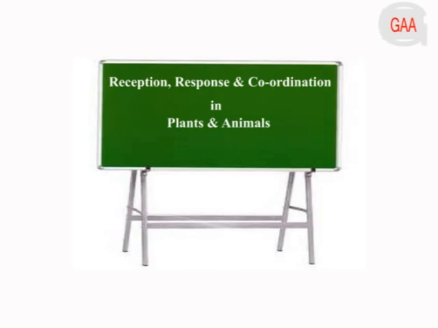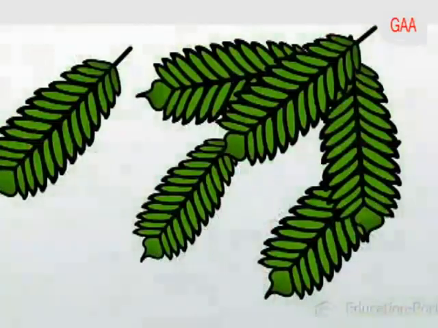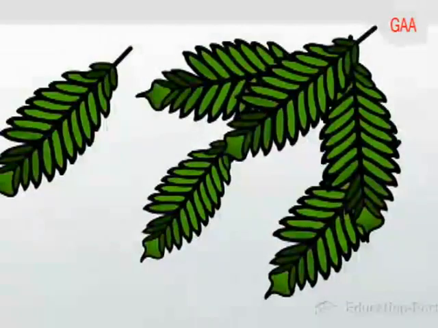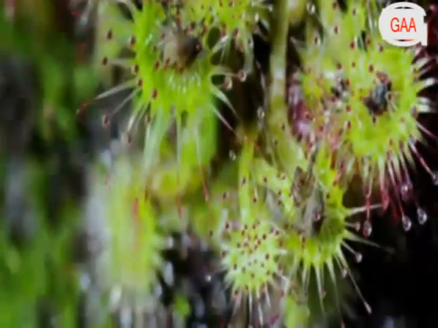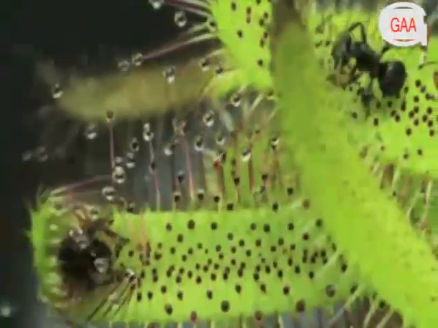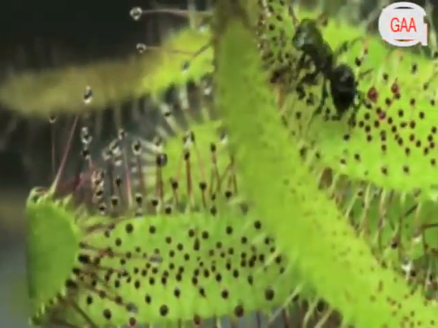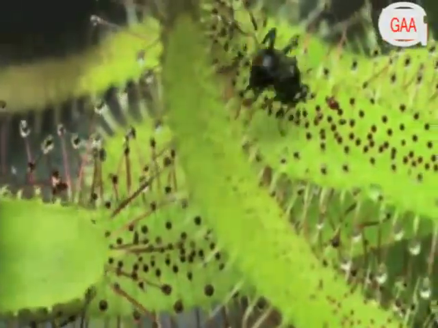Welcome to the next chapter. It is reception, response, and coordination. An important feature of all living organisms is their ability to detect any external and internal changes in the environment, and not just detect. The same organism must also be able to respond to these changes if it has to survive.